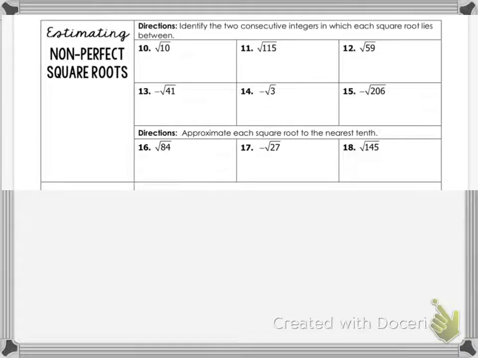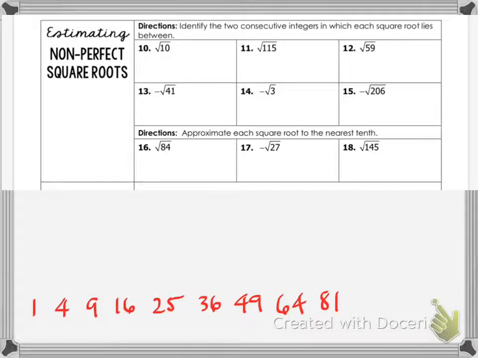We're going to identify two consecutive integers in which each square root lies between. 10 is not a perfect square because there's no number times itself to give us 10. However, we remember 1, 4, 9, 16, 25, 36, 49. As we continue on, those are perfect squares. So what we have to do is figure out what two integers this lies between.